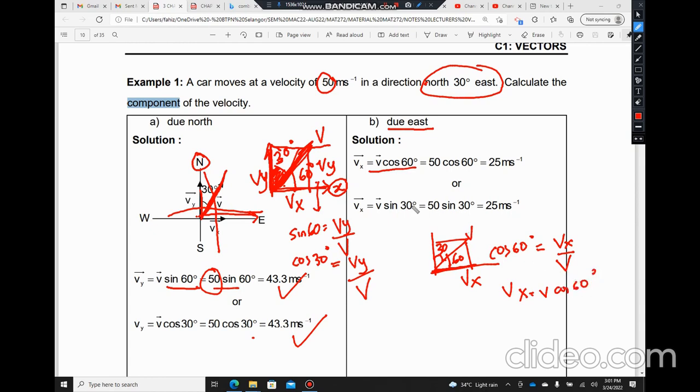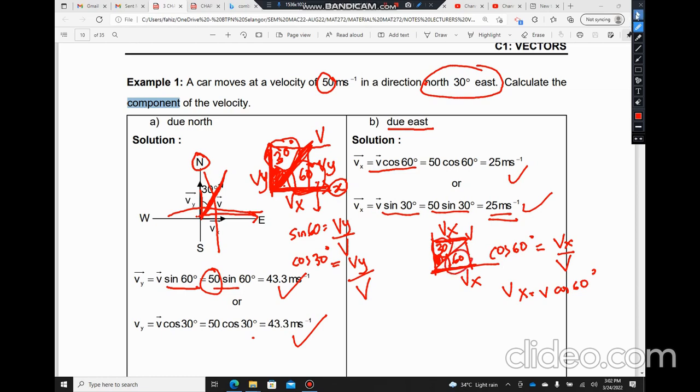And then kalau awak nak ambil yang ni, 30, Vx akan berada di sini. Okay, so Vx maknanya dia akan opposite dengan 30 ni kan, sin 30. So Vx sin 30 equals to 50 sin 30 equals to 25. So we still get the same answer. Either one lah. You can use either one. Okay, sorry sebab tadi saya kata kena guna X kan. So tak apa, mana-mana satu. Kalau awak nak guna yang ni boleh, yang ni pun boleh, 30 pun boleh, yang ni pun sama. Nak guna 30 boleh, nak guna 60 pun boleh juga.